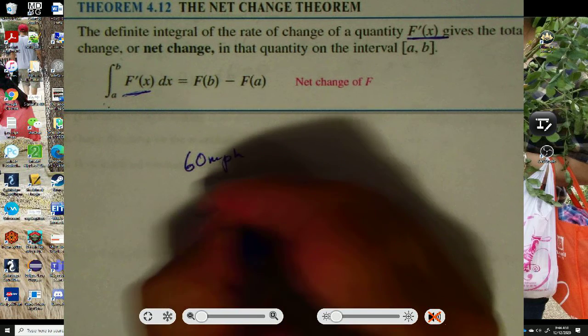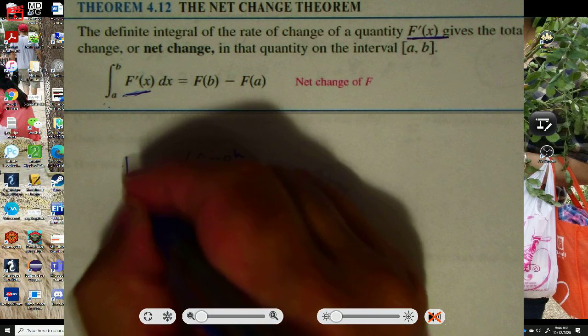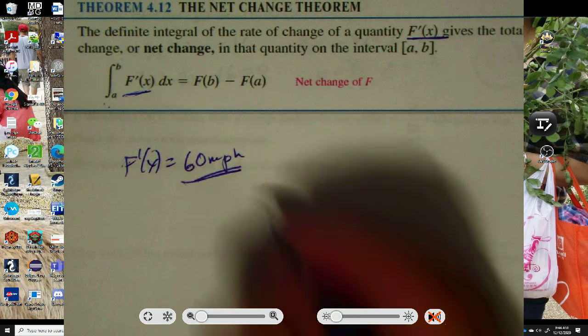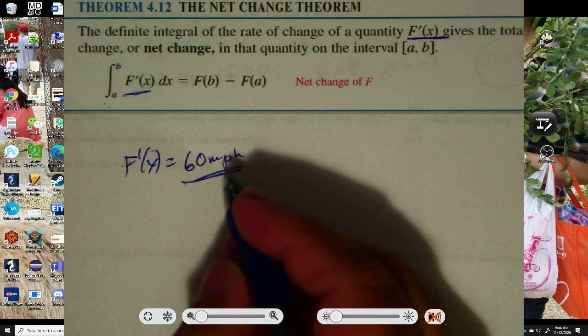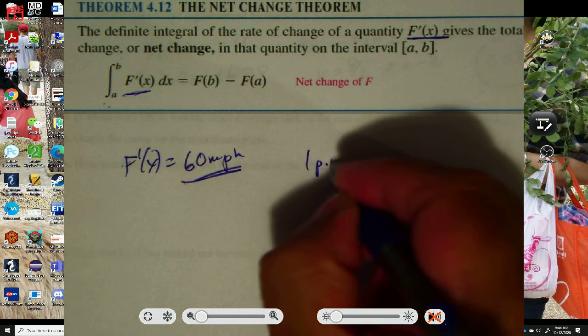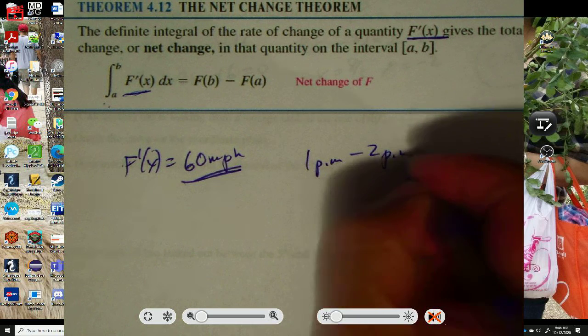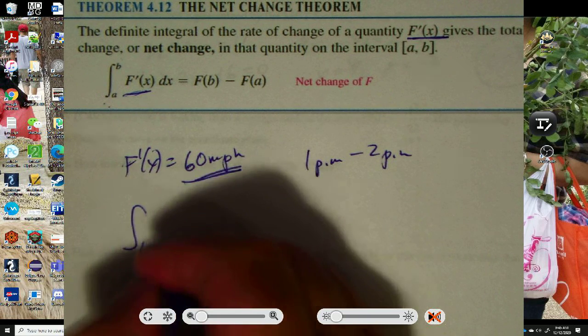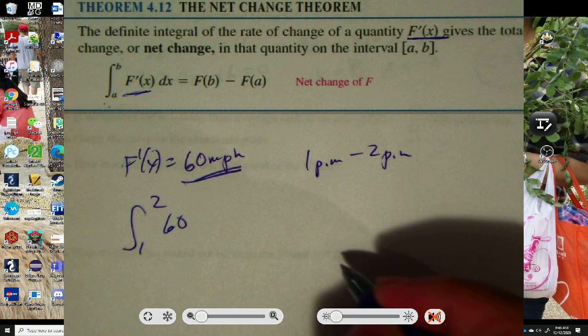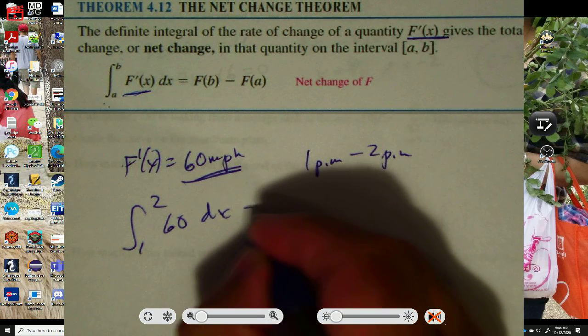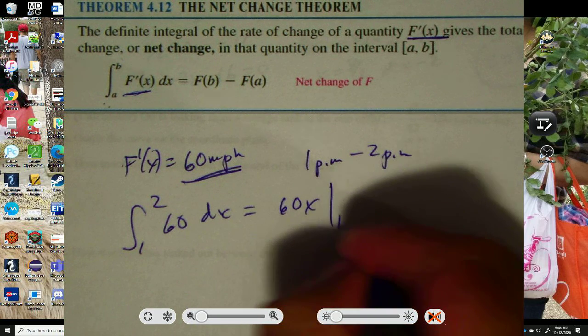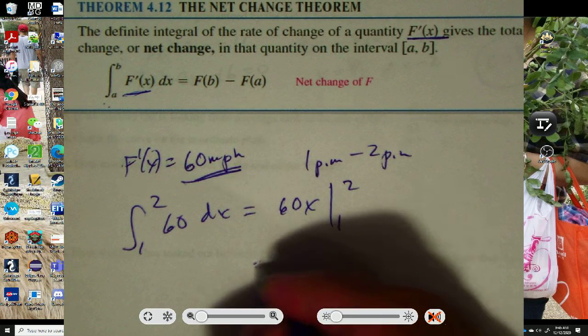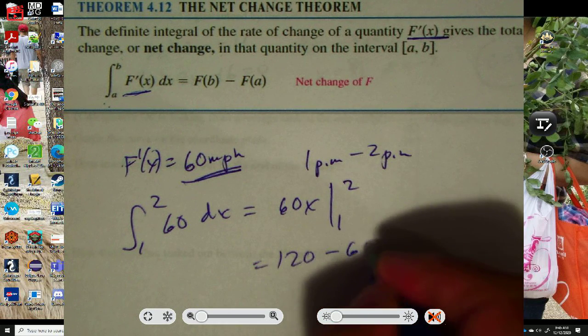So this is the given rate, right? That's my f prime of x. This is a pretty straightforward form. Let's say I want to go from 1 p.m. to 2 p.m. That means it's the integral from 1 to 2 of 60. If I integrate that, that's going to be 60x from 1 to 2. Plug it in, that's 120 minus 60, that's 60.